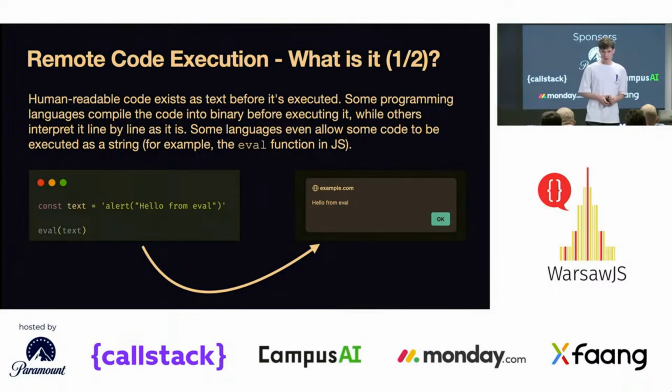So the next vulnerability is probably the most dangerous one. It's called remote code execution. There are two kinds of languages. There are languages that are compiled into binary code, like C++ or C. And there are languages that are interpreted line by line by an interpreter. And JavaScript is such a programming language.